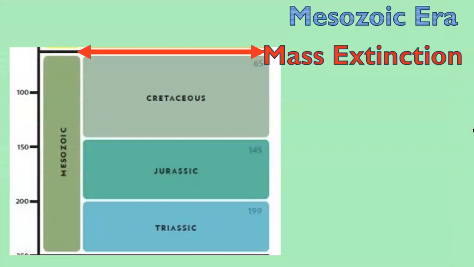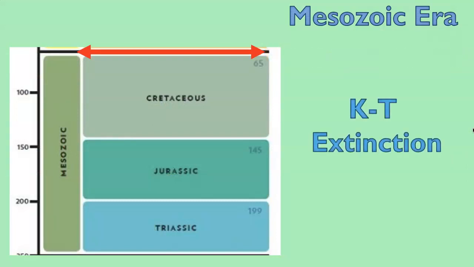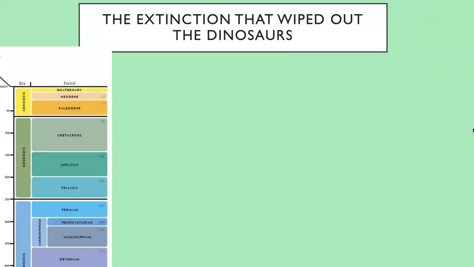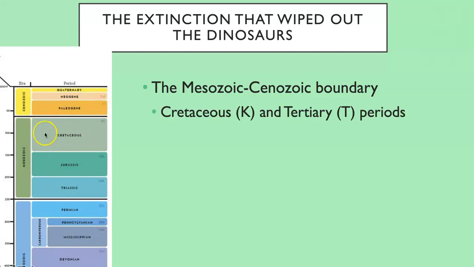And in case you didn't guess, the end of the Mesozoic is marked by another mass extinction event. This one is called the KT extinction. So why do we call it the KT extinction? Well, over here I have part of that geologic time scale. I've got a bit of the Paleozoic and then the Mesozoic and Cenozoic. And the period right before this extinction event, which is right here between the Mesozoic and Cenozoic, is the Cretaceous.